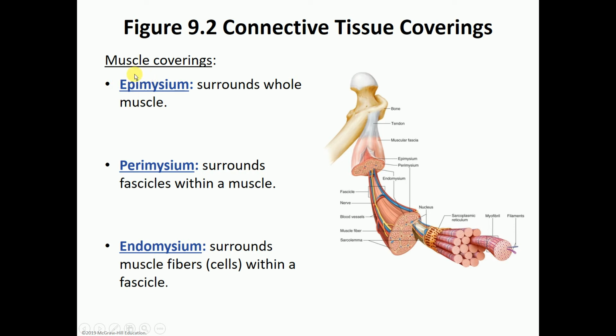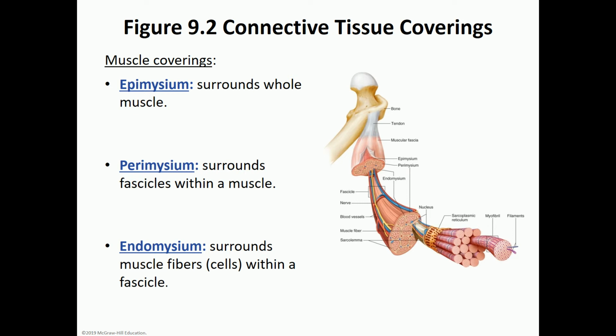Okay, so epi means around or above. It actually means above. Peri means surrounding. Endo means on the inside. So your epimysium is on the outside. Peri is in the middle, and the endomysium is the one that surrounds the individual muscle fibers. That again, when you put together, you are going to be making a fascicle.